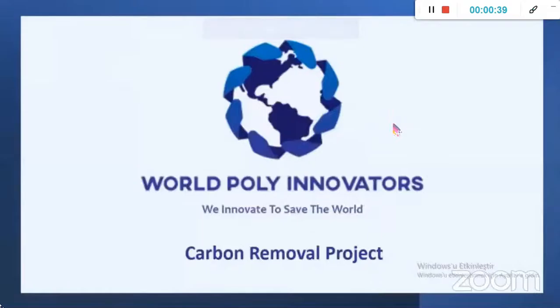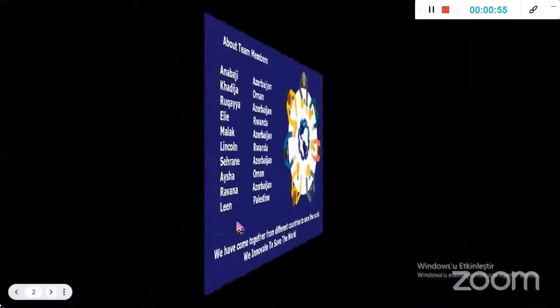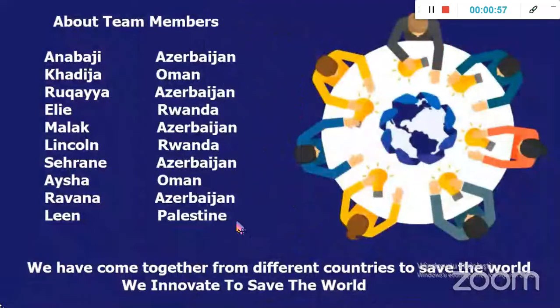I'm showing the innovation device project in the Express. I am the CEO of World Poly Innovator Startup. Our solution is a new carbon dioxide to diamond device. Let's serve the world with a new device. The members of my team are from Azerbaijan, Rwanda, Oman, and Palestine. We have come together from different countries to save the world. We innovate to save the world.